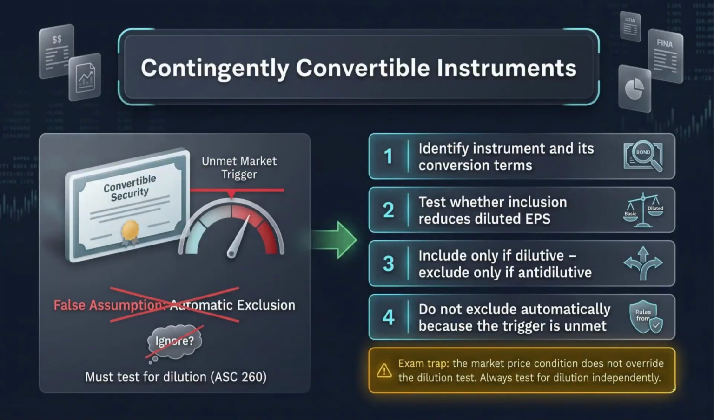A contingently convertible instrument may convert only when a market price trigger is reached. Students often think that if the trigger has not been met, the instrument can be ignored for diluted EPS. That is not automatically correct. Under ASC 260, the instrument still needs to be tested for dilution. The market trigger does not replace the dilution test. So, identify the conversion terms, test the effect, and include the instrument only if it is dilutive.